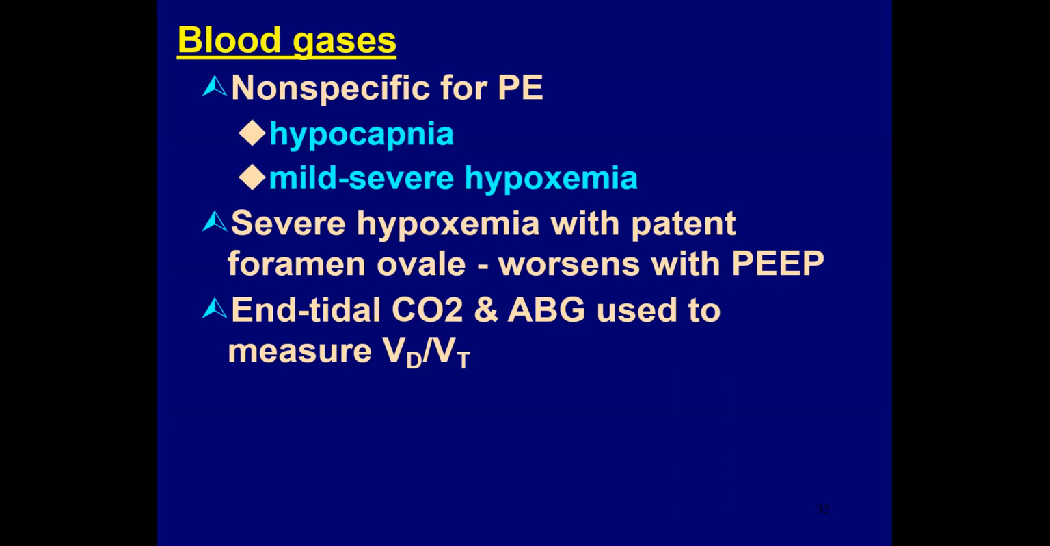End-tidal CO2 and arterial blood gases are used to measure the dead space to tidal volume ratio. This is a very easy task to do. It's very easy to accomplish, and it is very specific to pulmonary embolus.